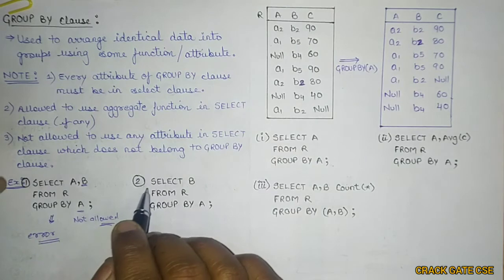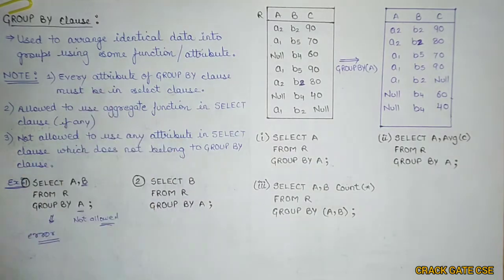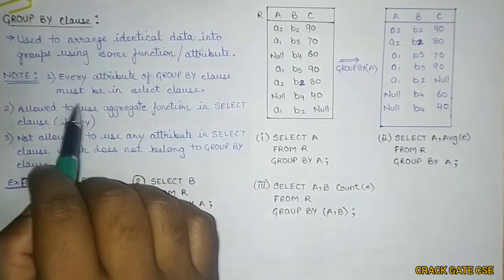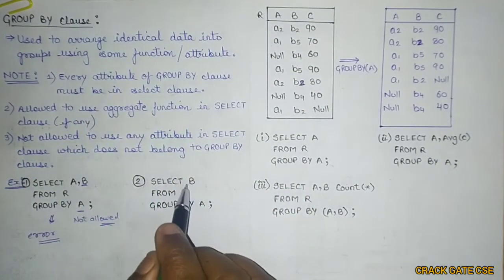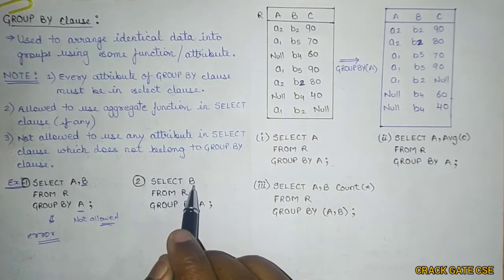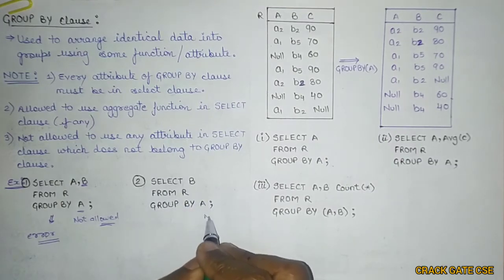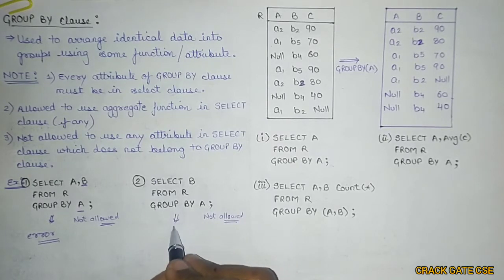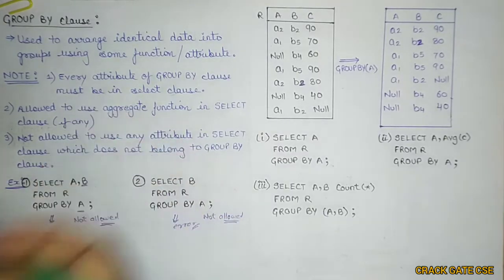Now let's check whether the second one satisfies all these conditions or not. Every attribute of group by clause must be in the select clause. So A has to be in the select clause. See, this A is not in the select clause. That means it is also not allowed. So this kind of query is also not allowed, and this will also give you an error. I hope you got the exact meaning of these 3 important points.